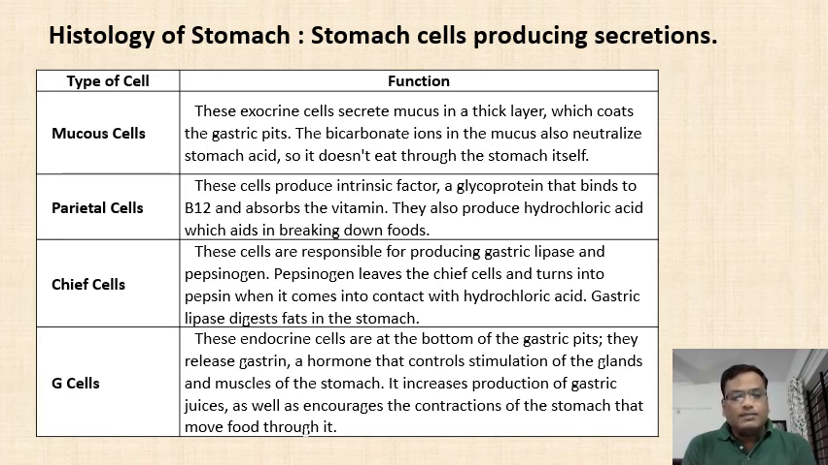And then we have G cells, and these cells are the ones which are involved in the secretion of gastrin. Now gastrin is a hormone that controls stimulation of the glands and muscles of the stomach. So this hormone is literally going to control how the stomach behaves, and the reaction of stomach to the entry of food, etc. So the G cells, you can consider them as the endocrine cells of the stomach. Now that's about the histological detail of stomach.